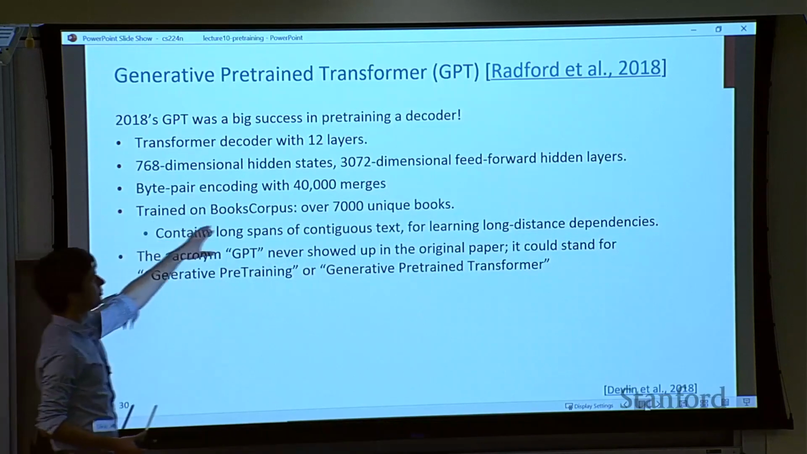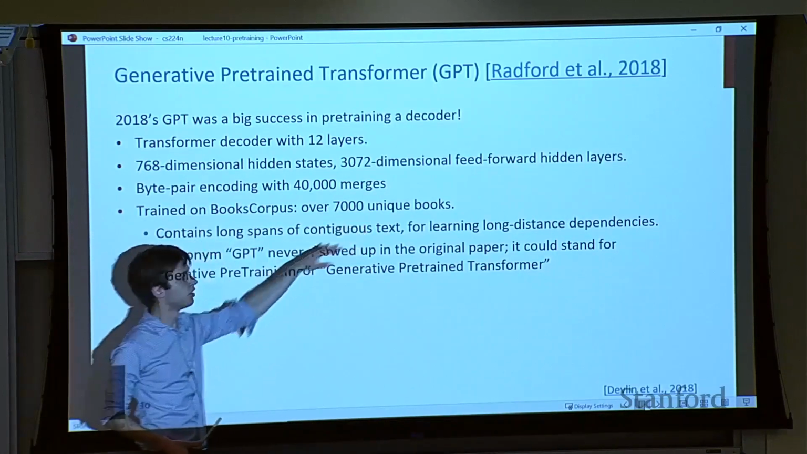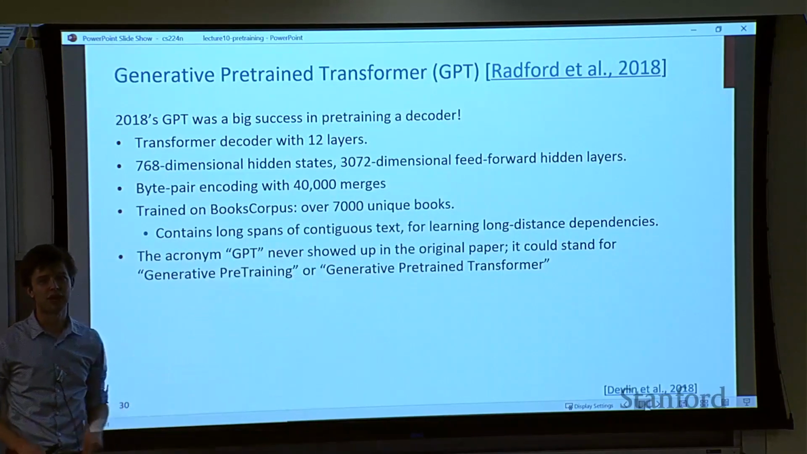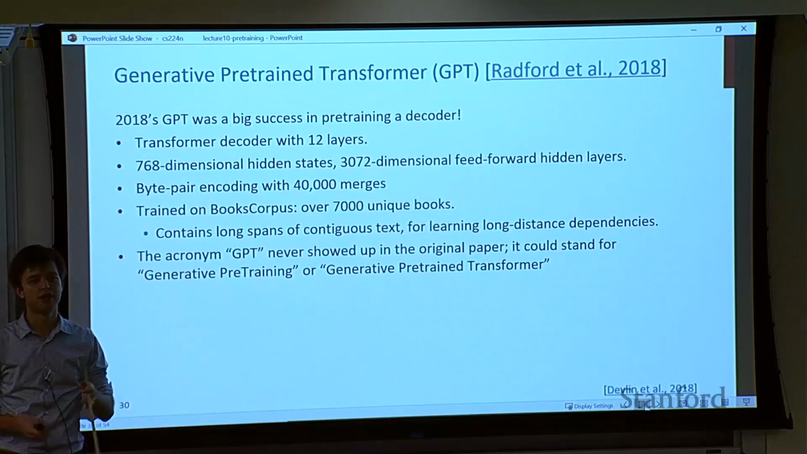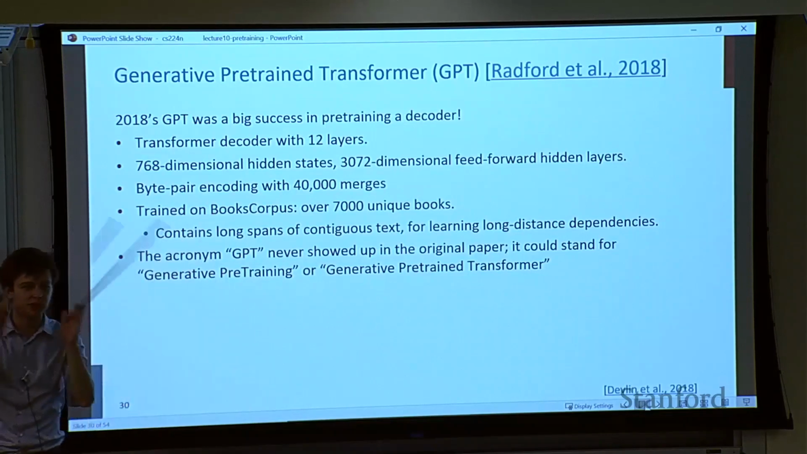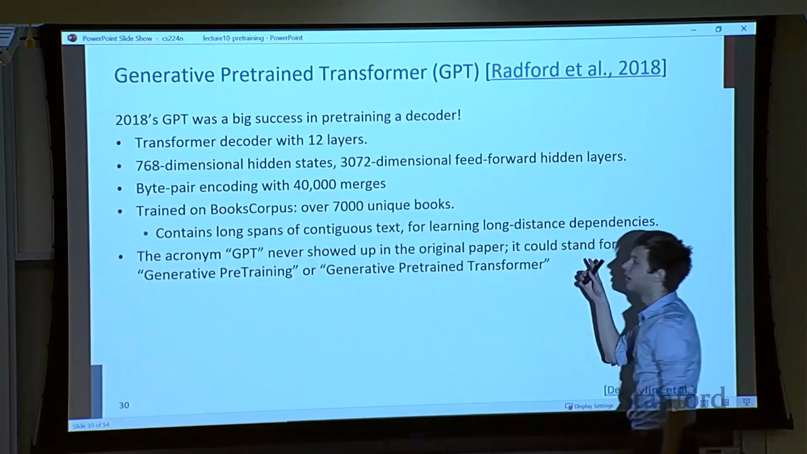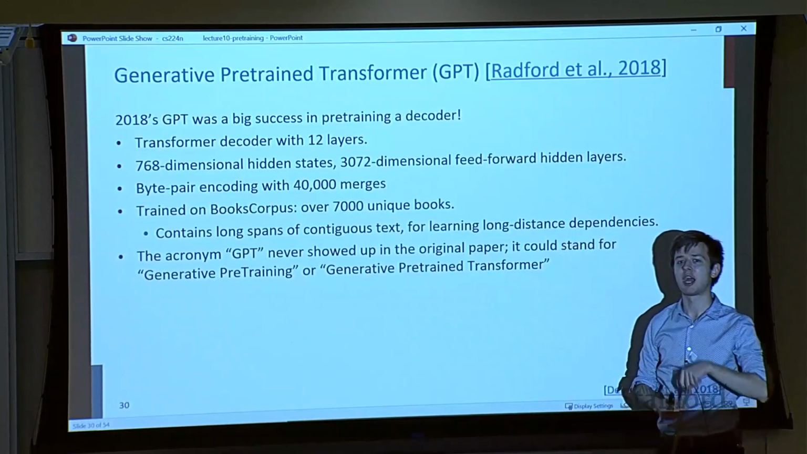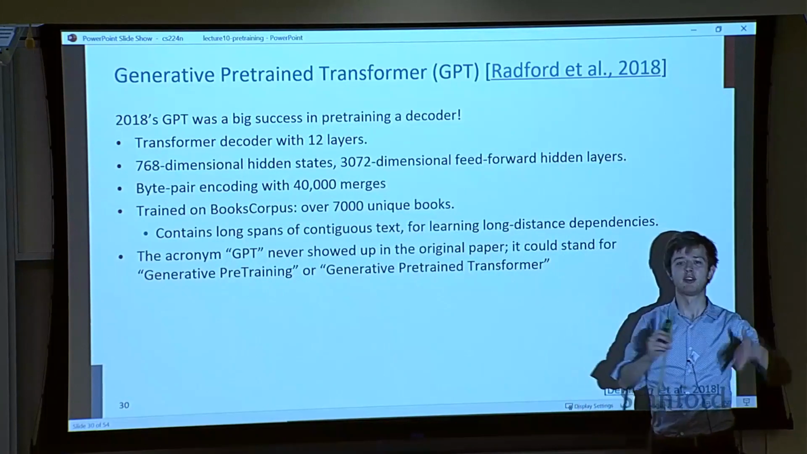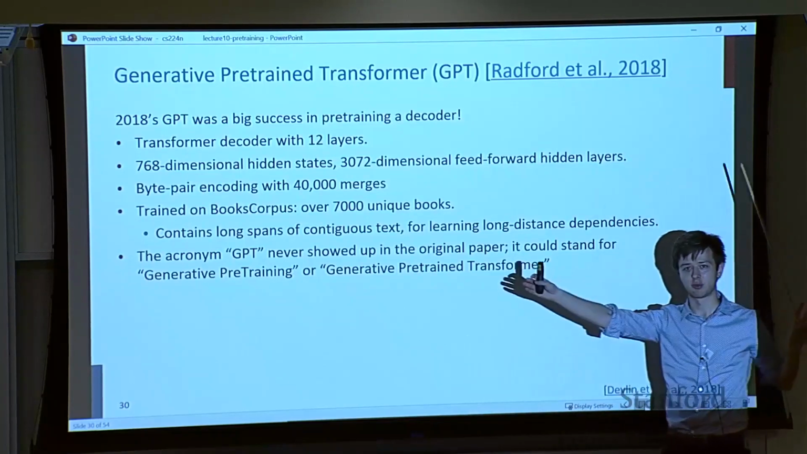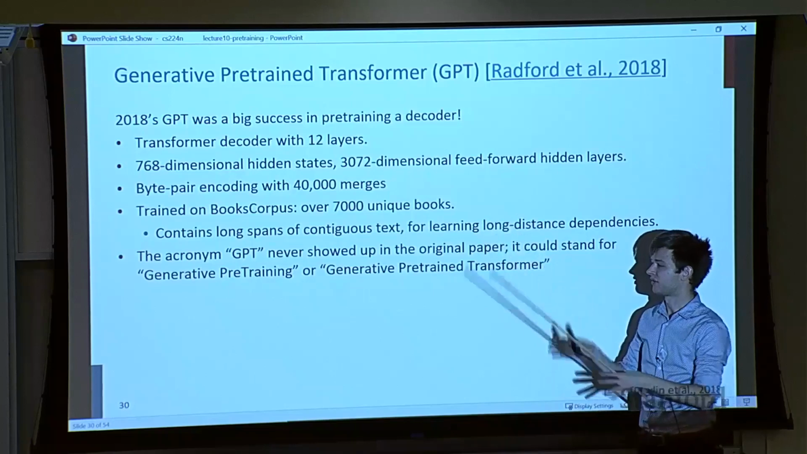Now it's going to be trained on BooksCorpus. It's got 7,000 unique books, and it contains long spans of contiguous text. So instead of, say, training it on individual short sentences, the model is able to learn long-distance dependencies because you haven't split a book into random sentences and shuffled them all around. You've kept it contiguous, so it can have that sort of consistency.